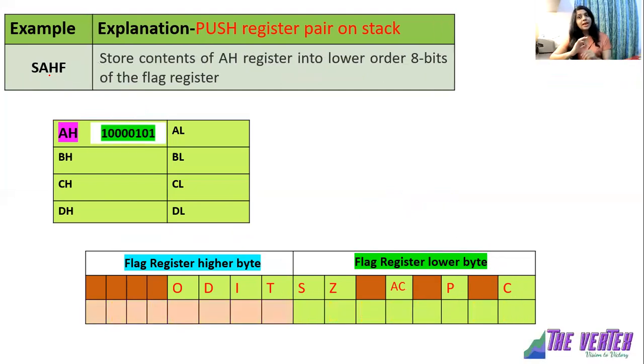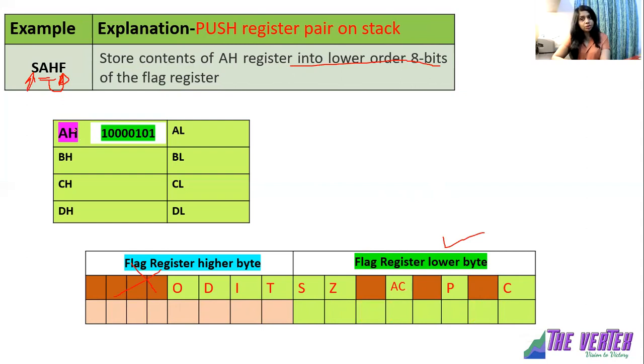Now next is SAHF. It is store. Now it is not load, it is store. AH and F are the same. That means it is exactly the opposite of load. When we say store, that means data is getting transferred from the AH register to flag. Again, only the lower order 8 bits of flag, not the higher byte. We are not using this side. We are using only the lower byte of flag, that means from the sign flag to the carry flag.